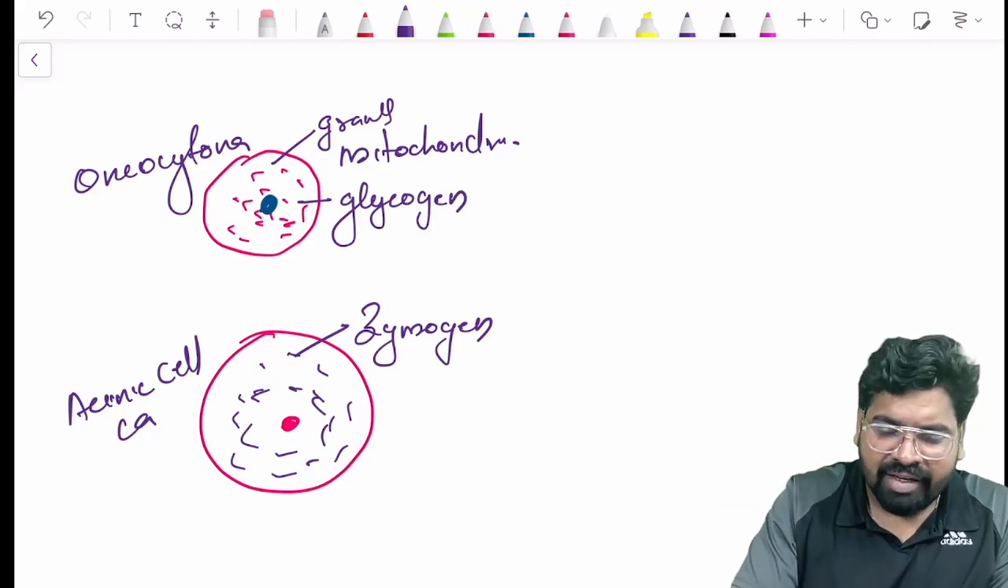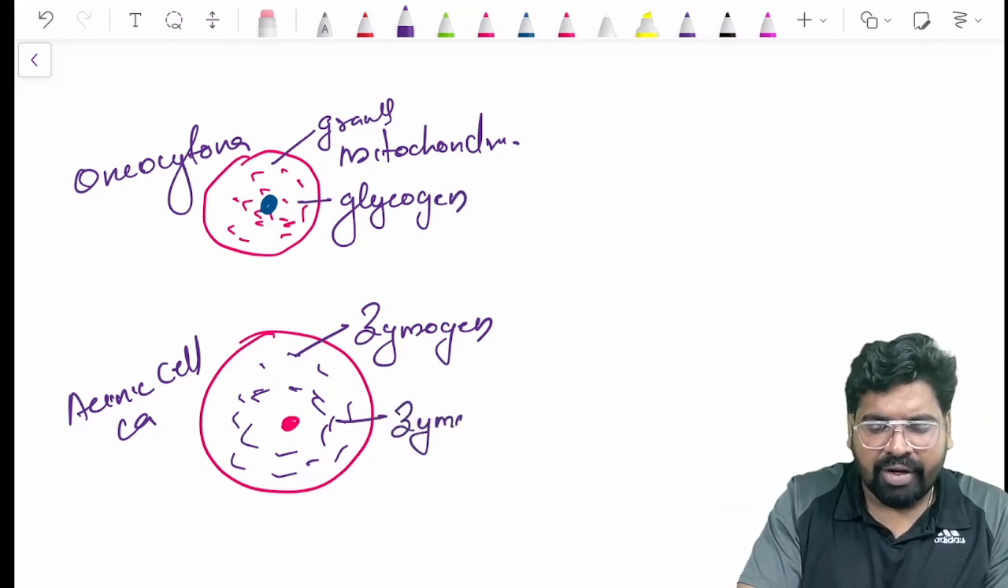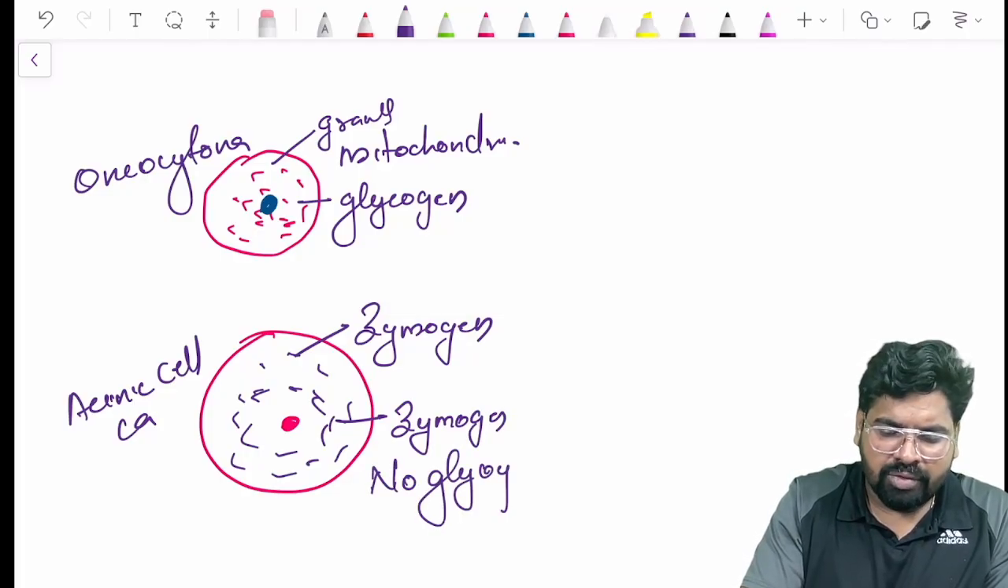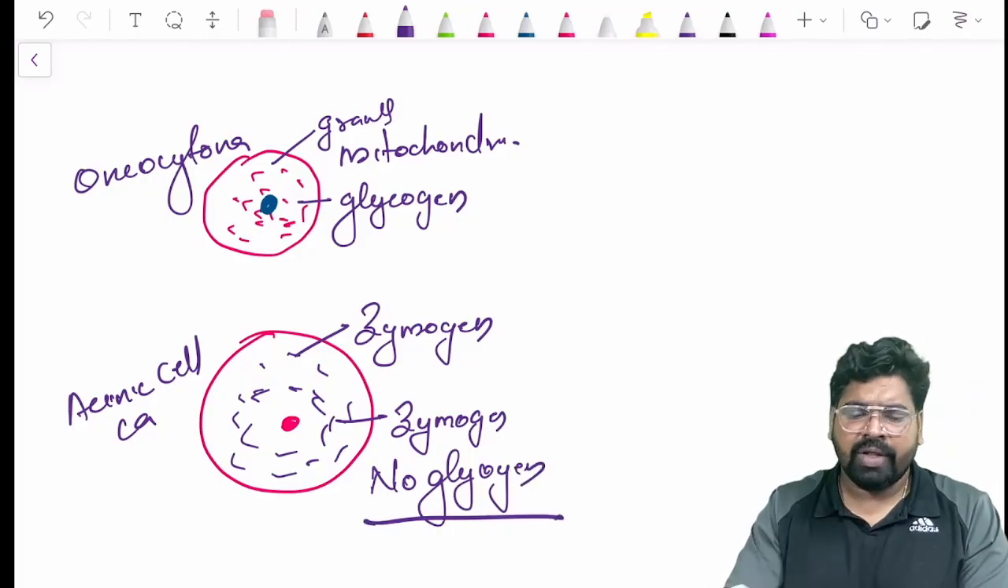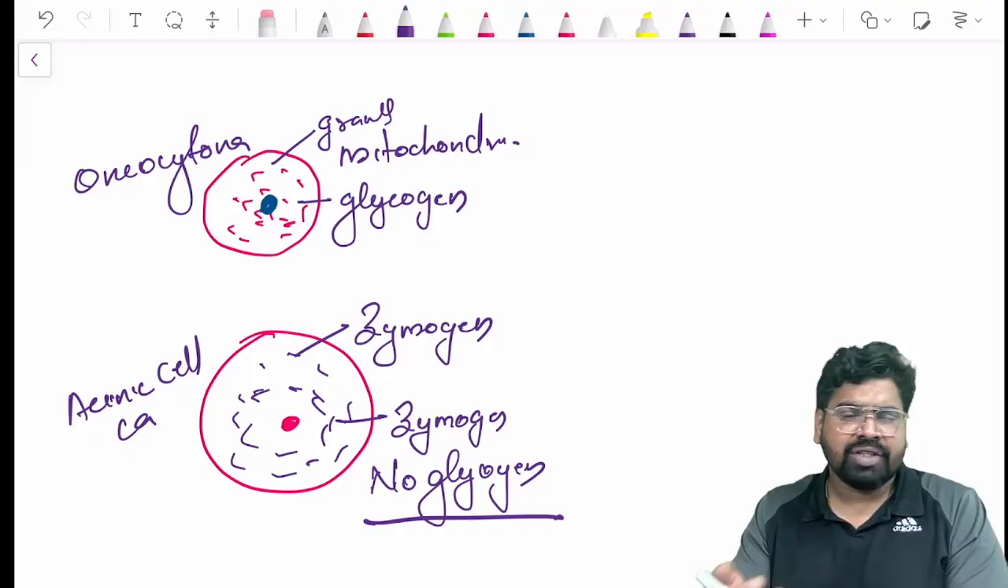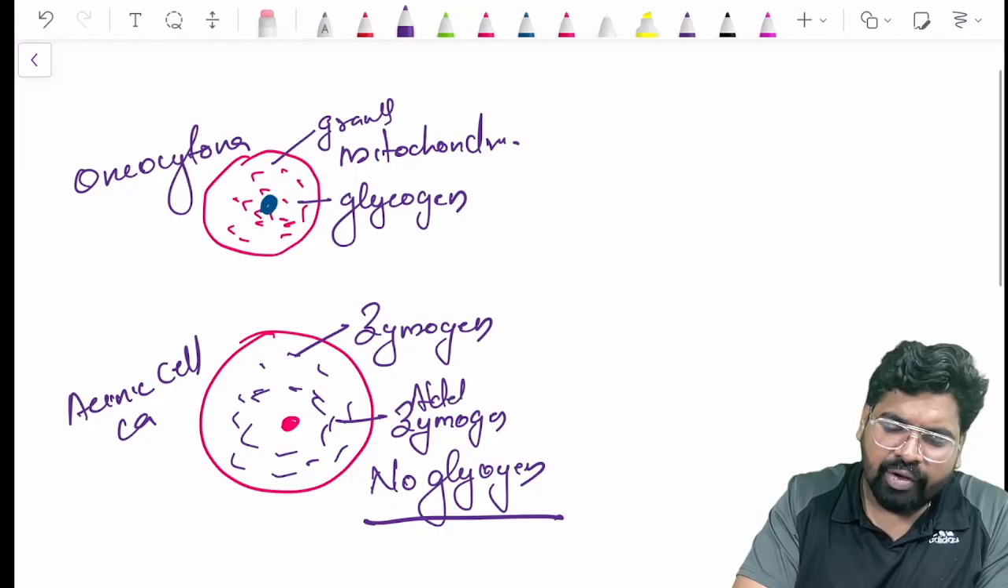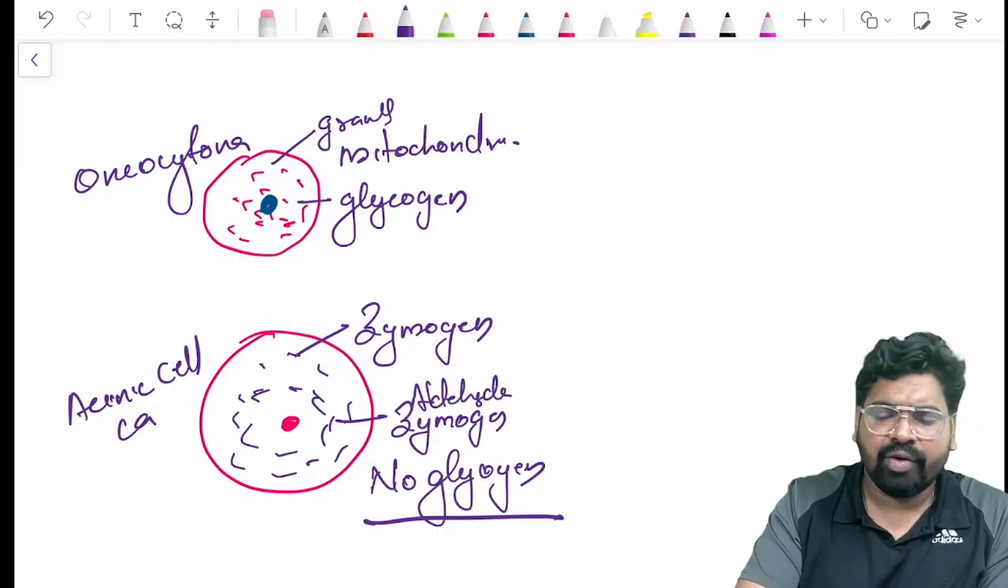Okay, and acinic cell carcinoma contains zymogen, not glycogen. There is no glycogen in this. But there is zymogen, and there are aldehyde groups. Zymogen and aldehyde groups are all there in this.